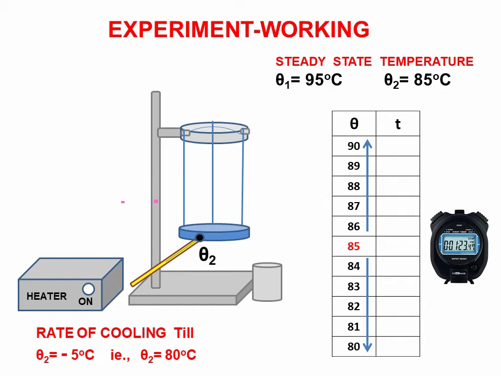Then when it descends to 89 degrees Celsius, note that time. In this way, we have to note the stopwatch readings for every falling 1 degree Celsius. Then the values are to be tabulated under the T. Here we have to convert the minutes into seconds. Now the experiment part is completed. Next, the calculation part.